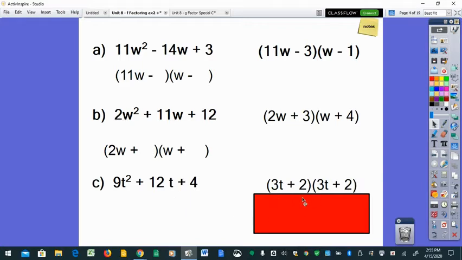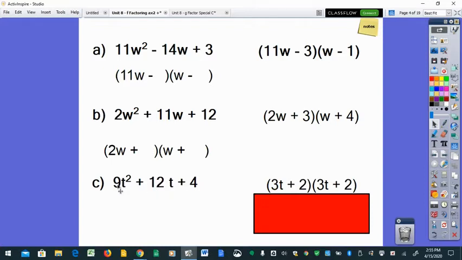And of course, we're always going to check it in case the middle isn't what we need. But 3t times 3t is 9t squared. The outer is going to be 6t, and the inner is going to be 6t. And the last is going to be 2 times 2, which is 4. So notice that when I multiply the 3t times the 2, I get 6t, and it's doubled in the center.